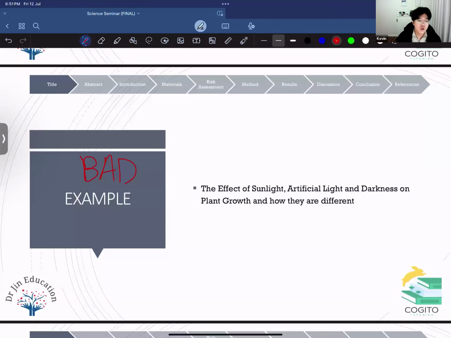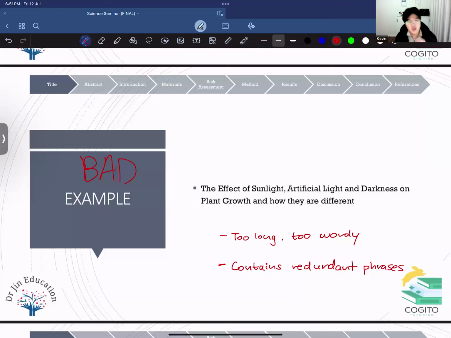First of all, it's too long. It's too wordy. You're using a lot of words. Remember, we'll keep it short, keep it specific and relevant. Now, what else is there? Well, I would say it contains redundant phrases. What do I mean by that? Well, I would actually think this last bit here is a bit redundant. It's a bit unnecessary. It seems just like a repeat of what was said before.